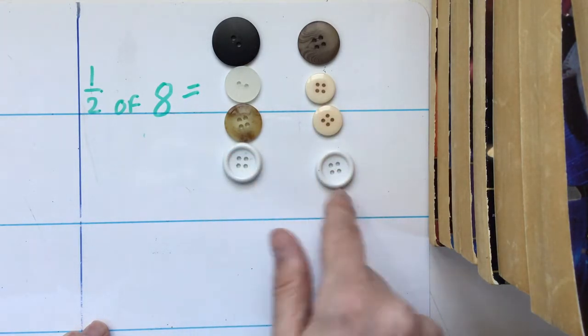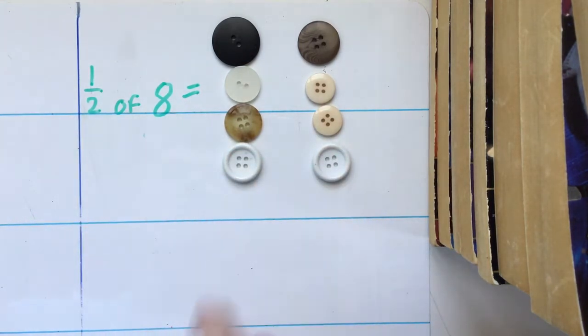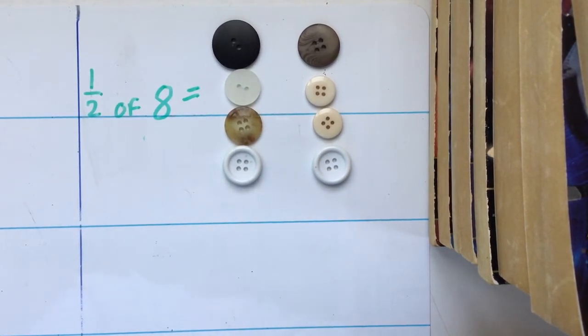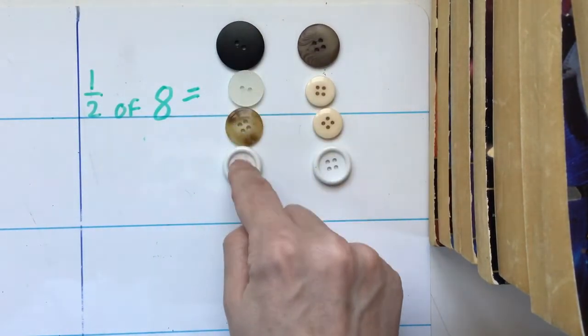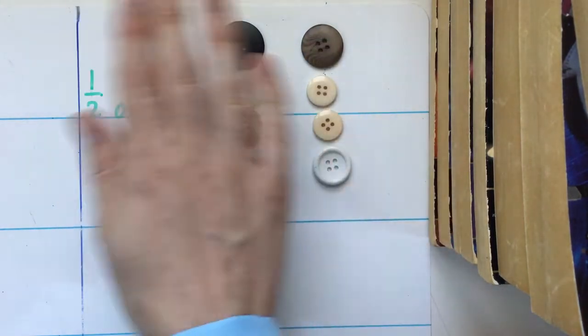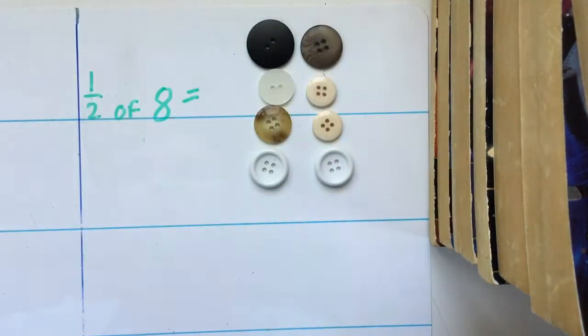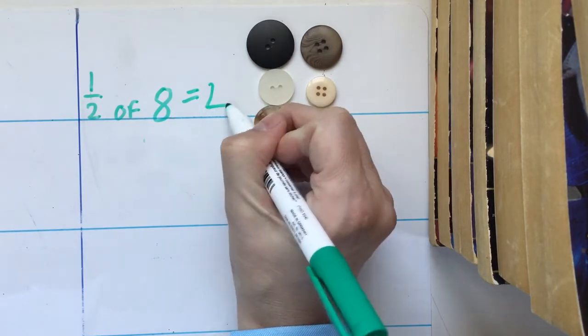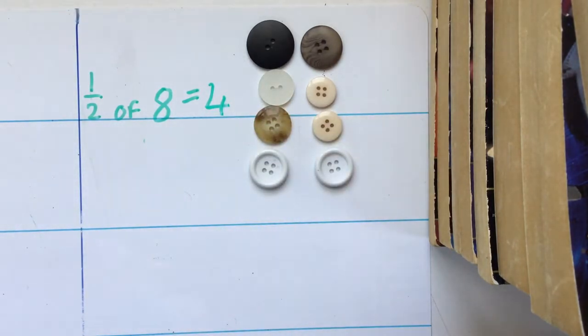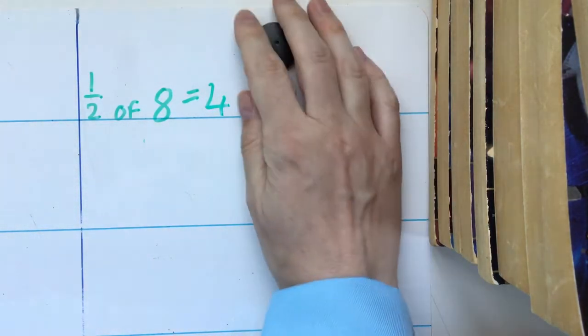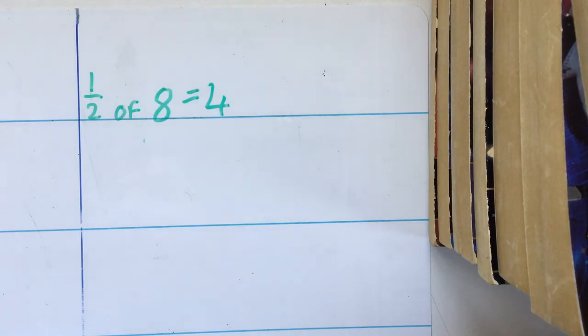Now I have got 2 equal groups here, haven't I? So I can get half of 8 because it's an even number. So let's count how many we've got in each group. 1, 2, 3, 4. 1, 2, 3, 4. So it looks like half of 8 is going to be 4. Well, that's what we get when we half a number, and that's really great.